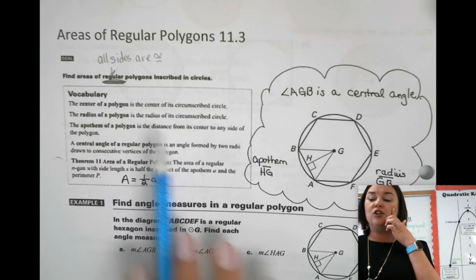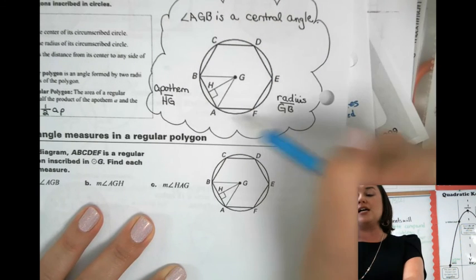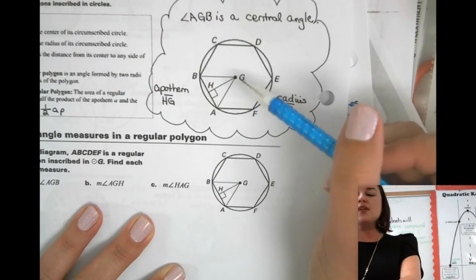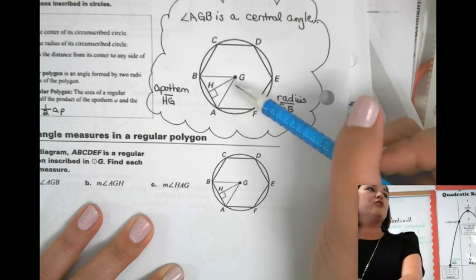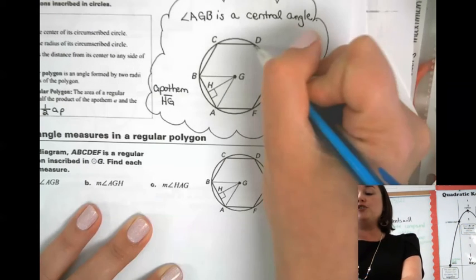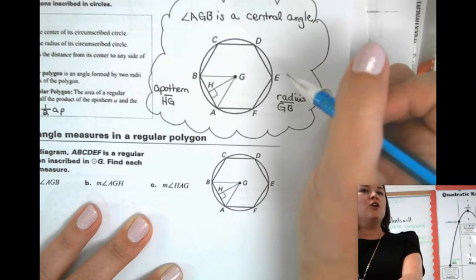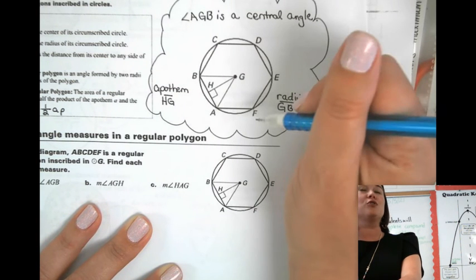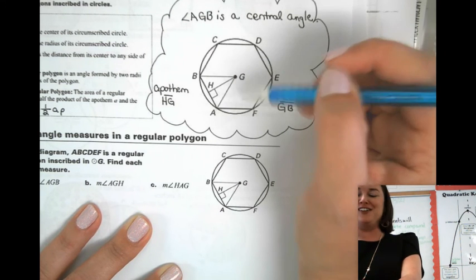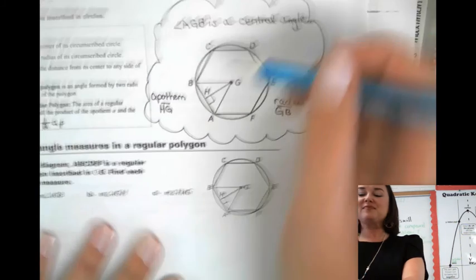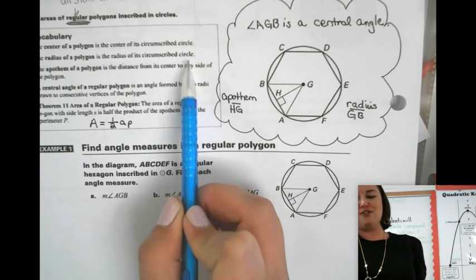So the center of a polygon is the center of its circumscribed circle. So if you have a regular polygon, see that hexagon over here, all the sides appear to be the same length? Yes. It's saying the center of that polygon would be the center of the circumscribed circle. So remember, a circumscribed circle is a circle that goes through every point or vertex of the polygon. Well, you can draw a circumscribed circle around a polygon that is regular, not an irregular polygon. So the radius of a polygon is the radius of its circumscribed circle.